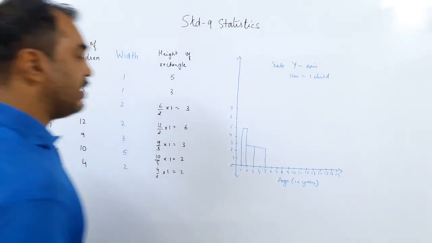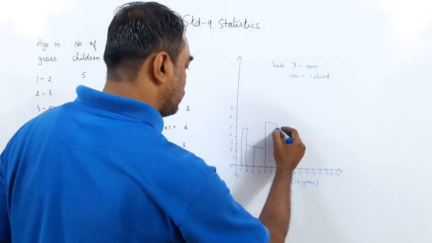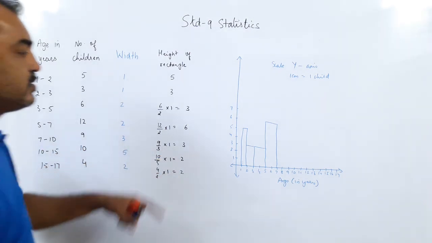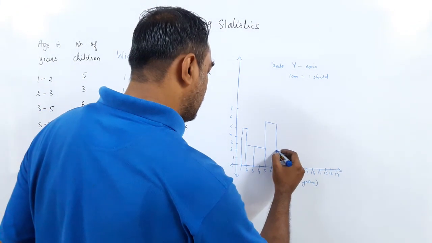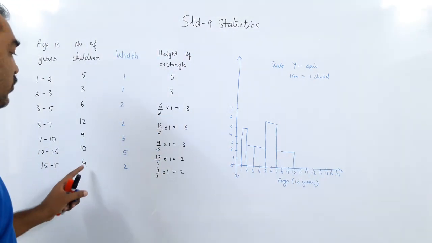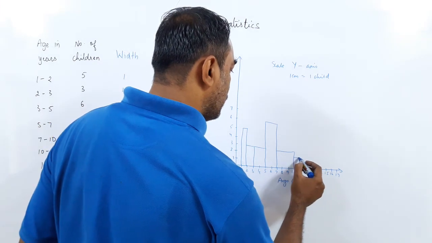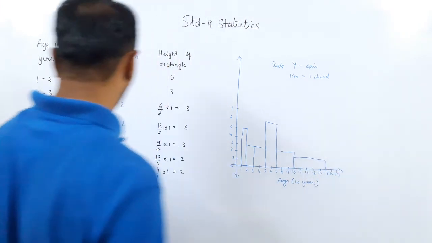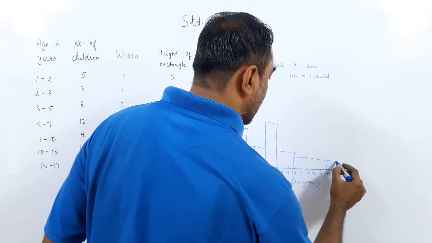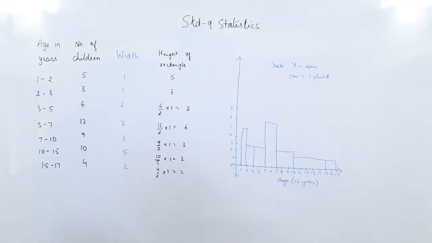Then 5 to 7, the height is 6. Then 7 to 10, the height is 3. Then from 10 to 15, the height is 2. And from 15 to 17, the height is 2 again. So you can see this is a histogram of varying width.